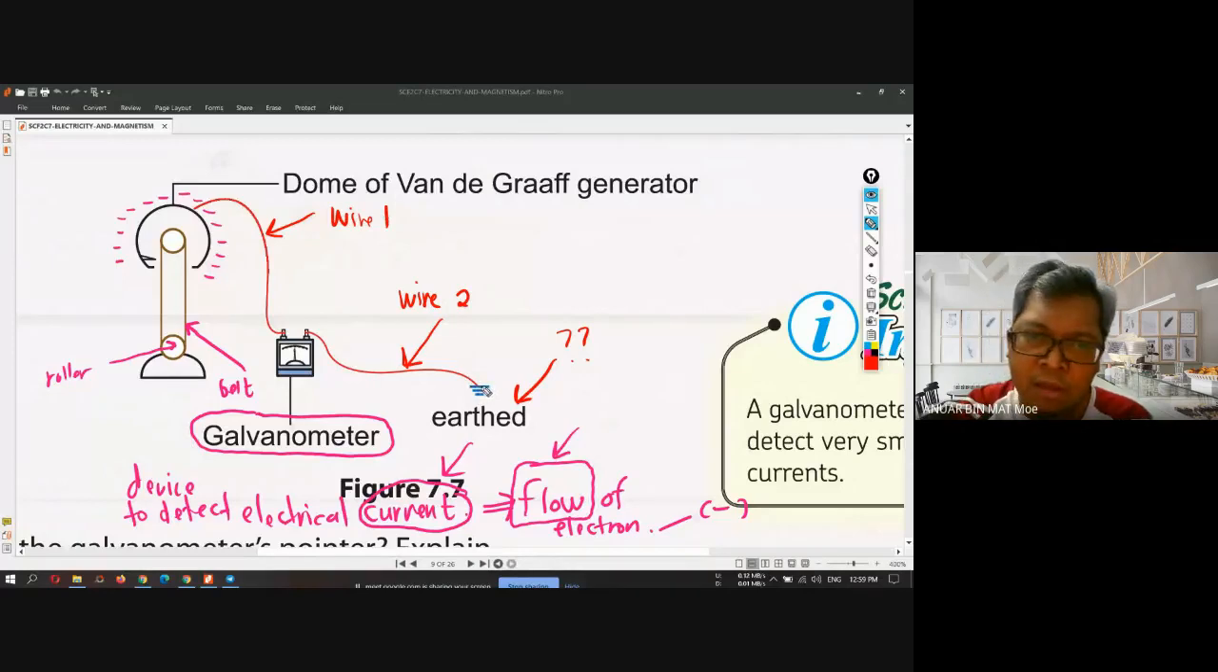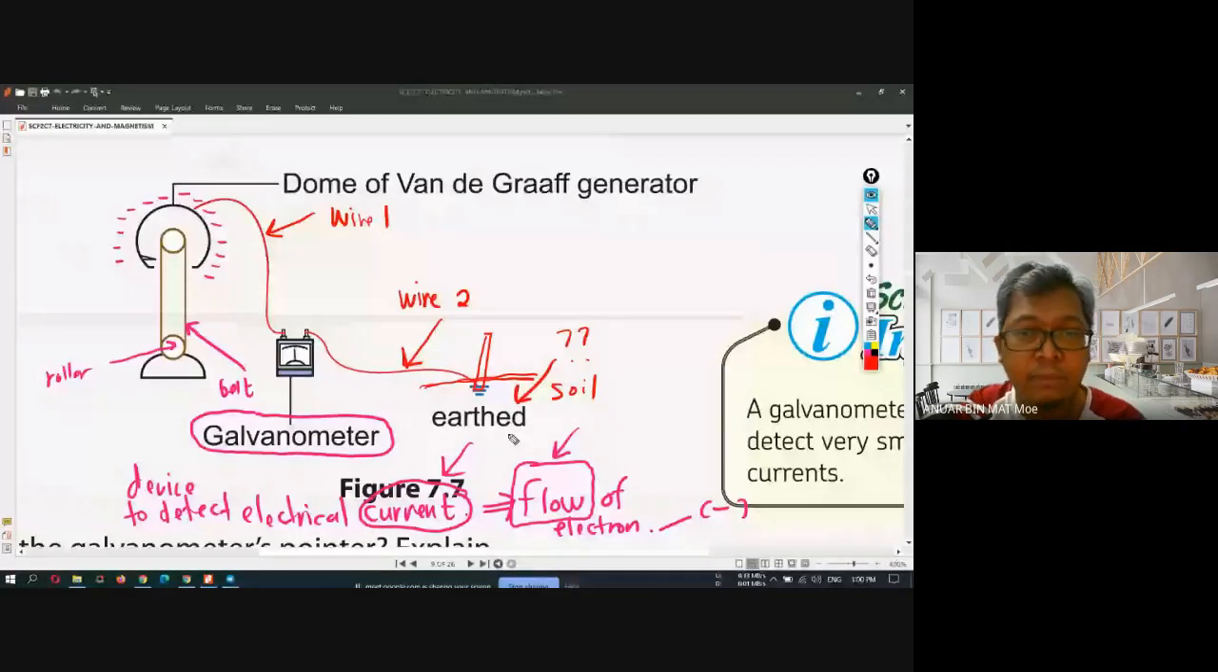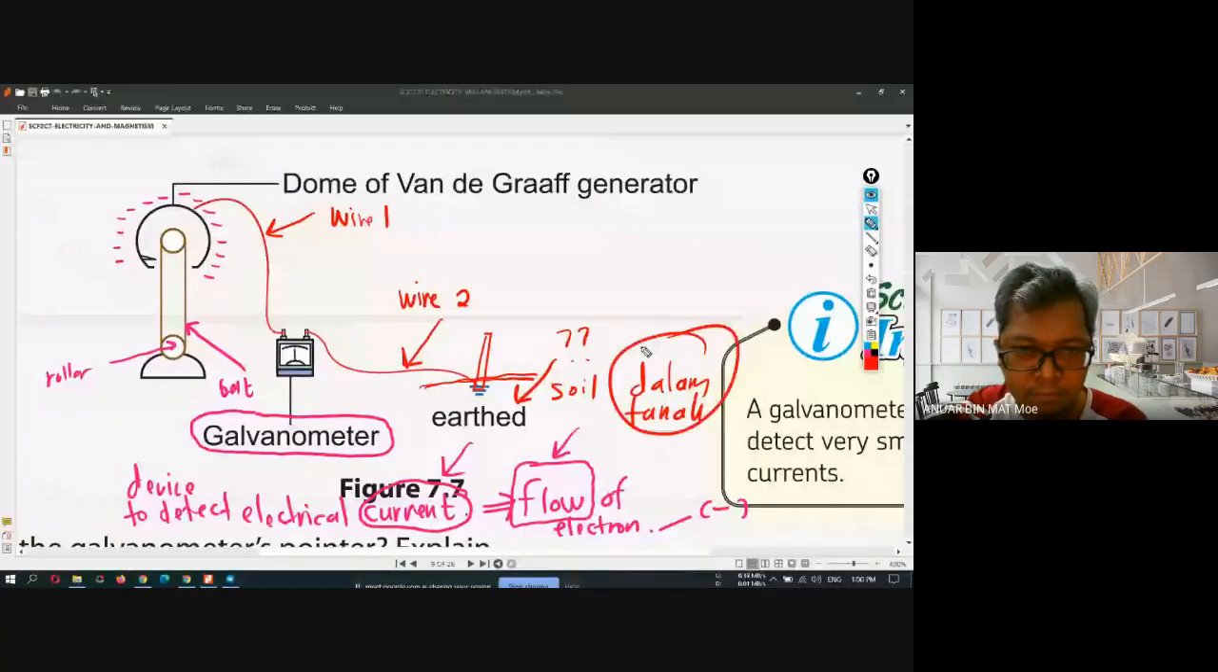Maybe I use what we call a metal rod here, and then I just bury the cable inside the soil, under the soil. Can you understand this? This is what we call earth. Earth means the surface of the soil, dalam tanah ini. Dalam tanah or just at the surface of the earth, all right?